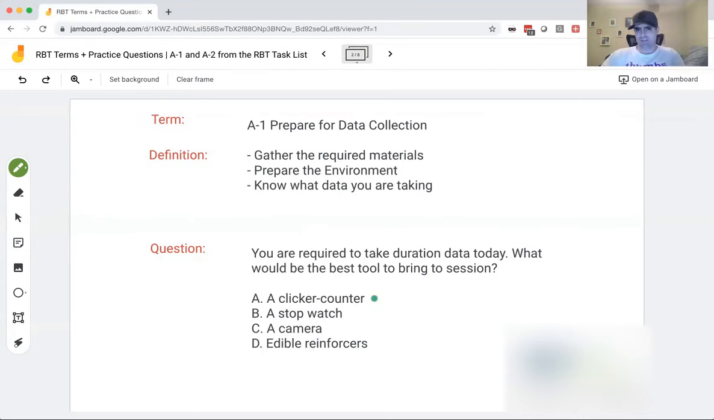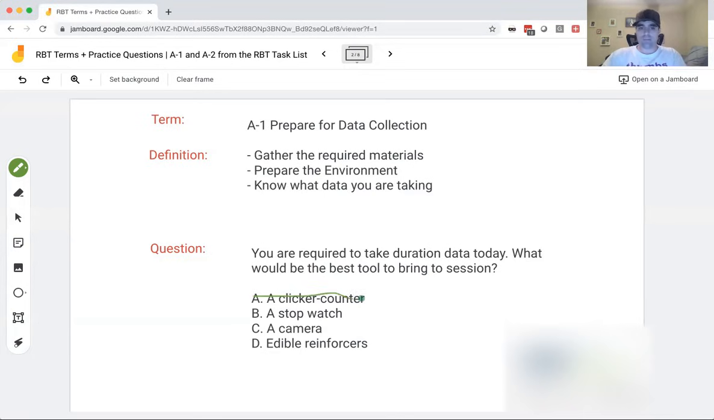So a question might look like this. You were required to take duration data today. What will be the best tool to bring to session? So this question is asking about a specific type of data you're taking, know what data you're taking, and it's asking what materials you need. Gather required materials, okay? So what do you need to take duration data? Well, we know duration data is a length of time, so we're measuring time. So look at A, a clicker counter. Well, a clicker counter measures how many times something happens. It's a count. We're not counting, right? We need a length of time.